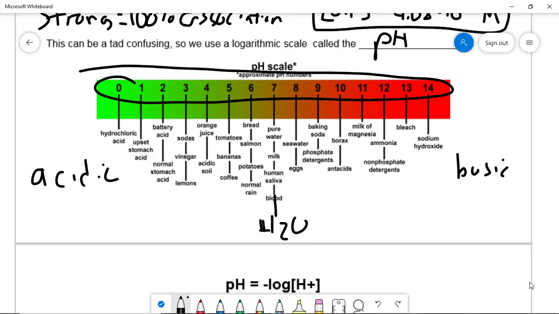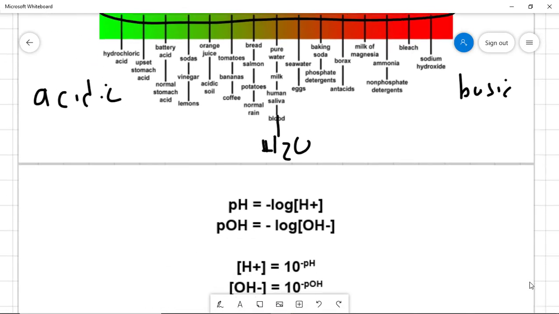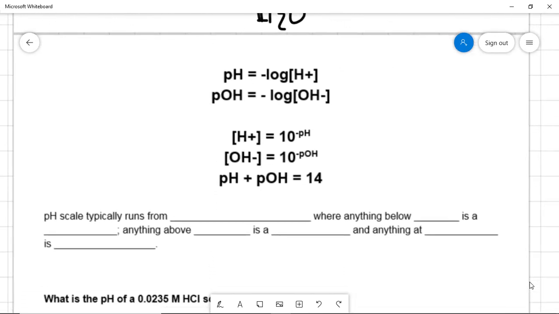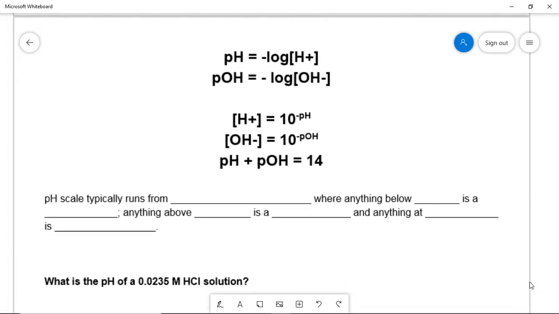So you have a variety of different things here that may help you visualize it. You've got upset stomach acid, normal stomach acid, orange juice, tomatoes, seawater, milk of magnesia, borax, bleach. You get the idea here. But it makes it a little bit easier to figure out. So how do we go through and actually calculate this? Well, if we scroll down here, we have our formulas. And these formulas are really important to know.